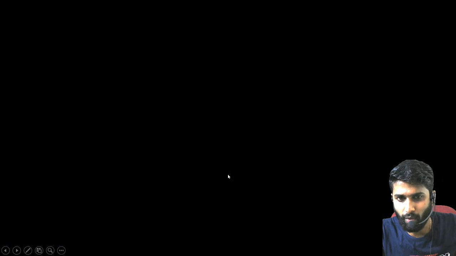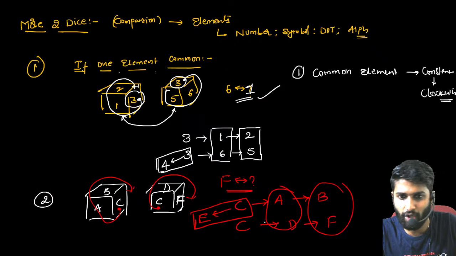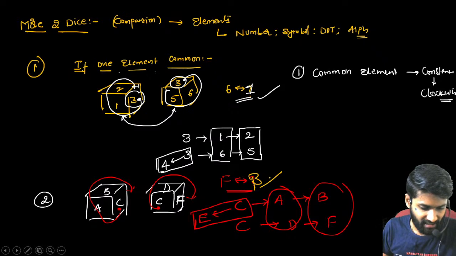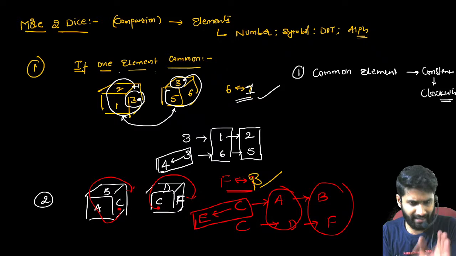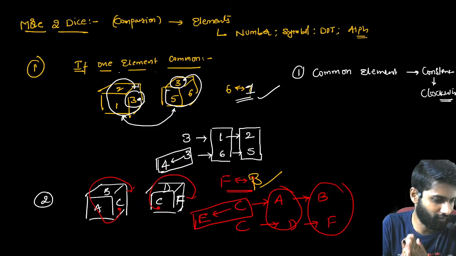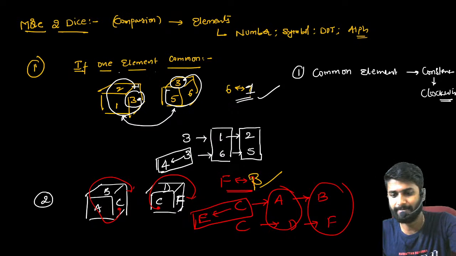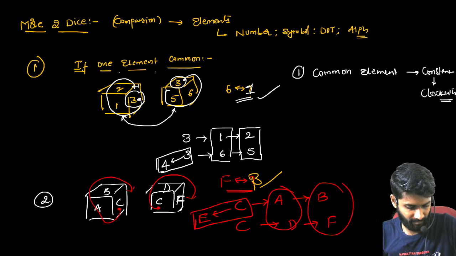Then here is my question: what is the opposite pair for F? That is the question, guys. Definitely the answer is B. Yes, very good. Is the question clear? Concept number one: if one element is common, take that common element as a constant. From there onwards, we consider a clockwise notation. That is the first comparison. Is it clear?